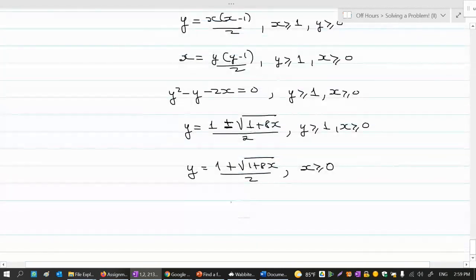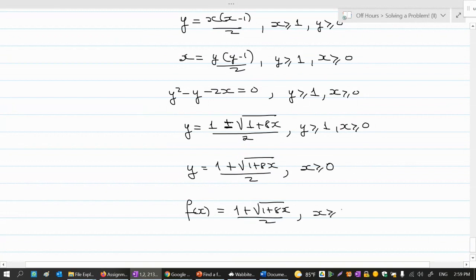So this means that the inverse function of the function g is the function f of x. We are going to use f to denote this function, which is (1 plus the square root of 1 plus 8x) all over 2, and which is defined for all values of x greater than or equal to 0.